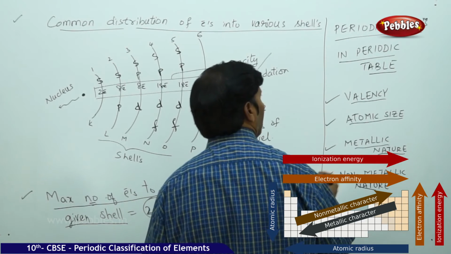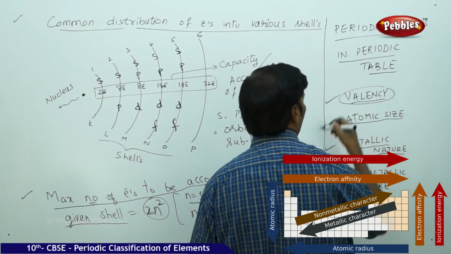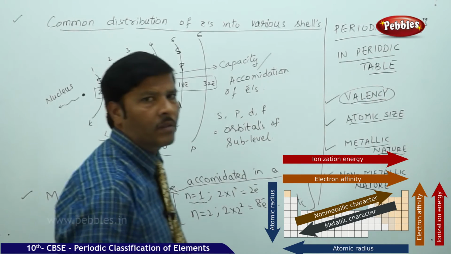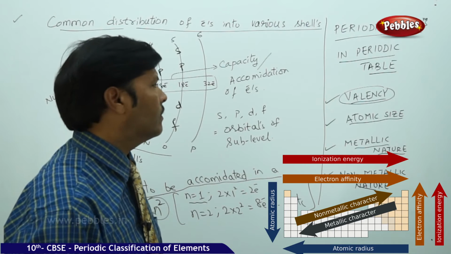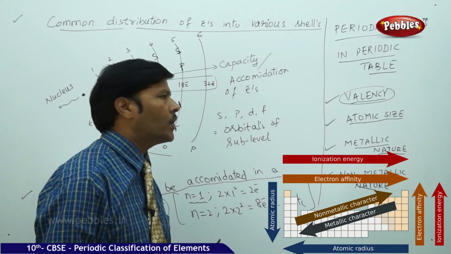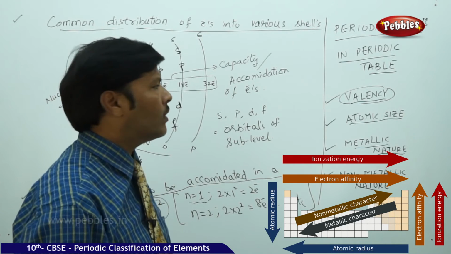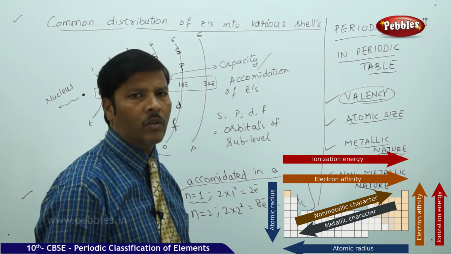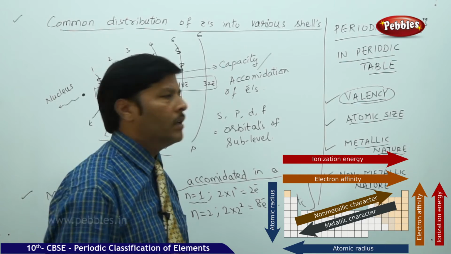Frankly speaking, valency is simply the combining capacity of an element. We can call it valency, or the net charge acquired by a given species either due to loss of electrons or gain of electrons is the oxidation state. The oxidation state can be termed as valency, and valency is simply the combining capacity of an element.